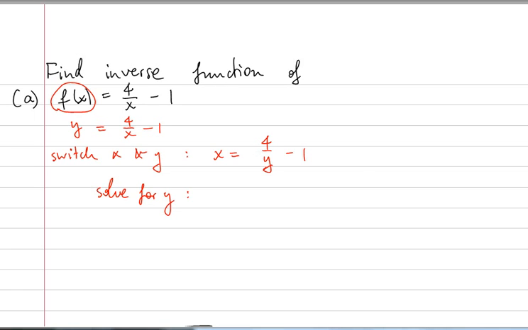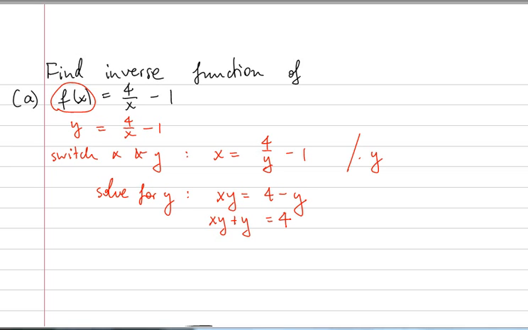In order to solve for y, it has a denominator, so we can multiply by y on both sides. And we'll have xy equals 4 minus 1 times y, which is y. Then we'll collect all the y's on one side. So we'll have xy minus y equals 4.